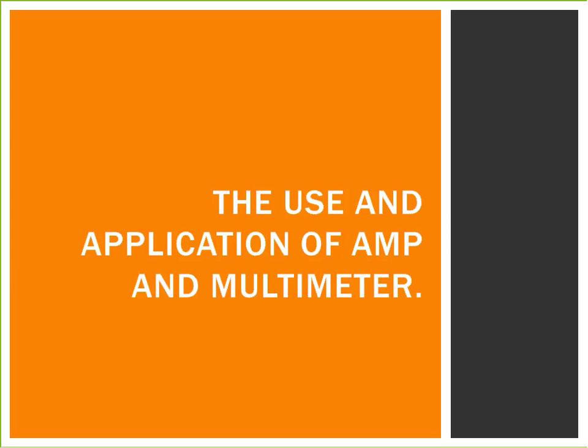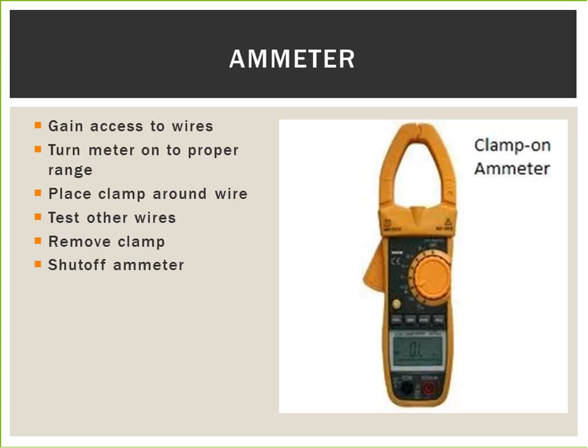Next, we will review the use and application of an ammeter and multimeter. An ammeter is an instrument used to measure the electric current in a circuit. It only has the ability to measure amperes.